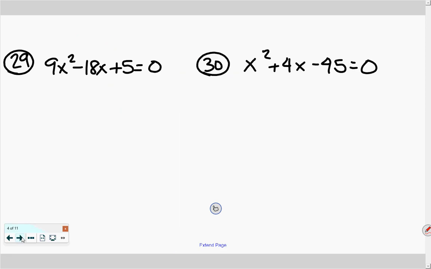Okay, number 29, you again can use the quadratic. There's your A, your B, your C, or you can do factoring. And this one you can actually factor down. Okay, so I'm going to do some this way and some with the quadratic equation.